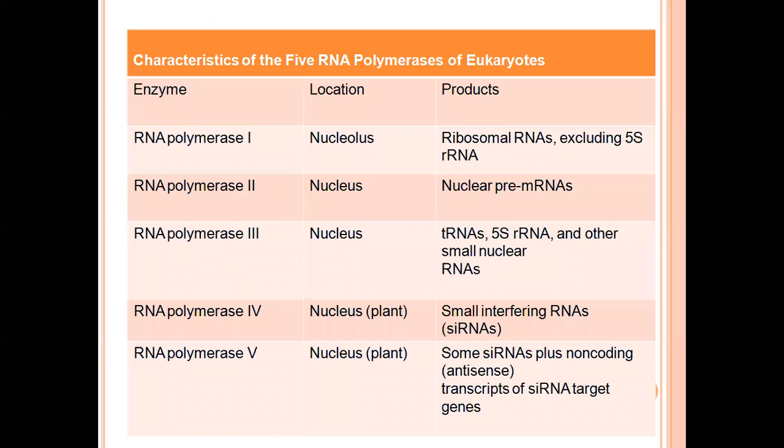So here is a very important slide: characteristics of the five RNA polymerases of eukaryotes. You can see the enzymes RNA polymerase 1, 2, 3, 4, and 5. The location of RNA polymerase is the nucleus for all. Only RNA polymerase 4 and 5 are found in the plant system, while RNA polymerase 1, 2, and 3 can be found in all systems. That's why it is mentioned here. And their products, see here, this is a very important slide.